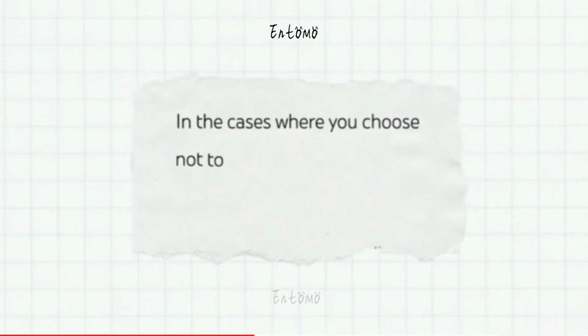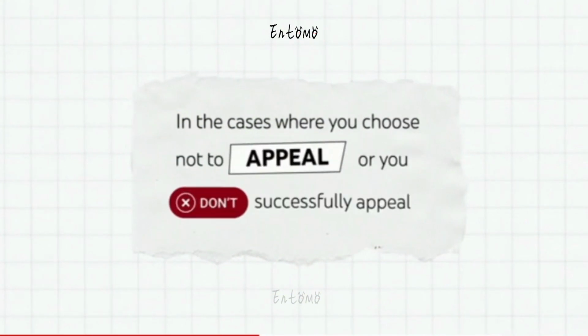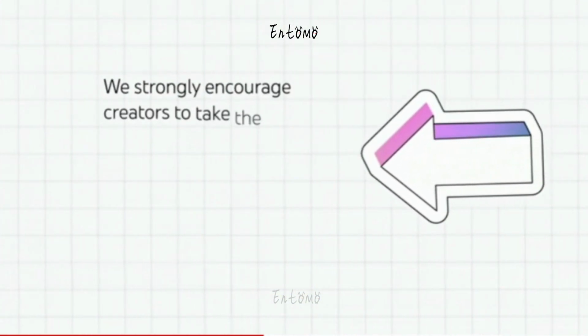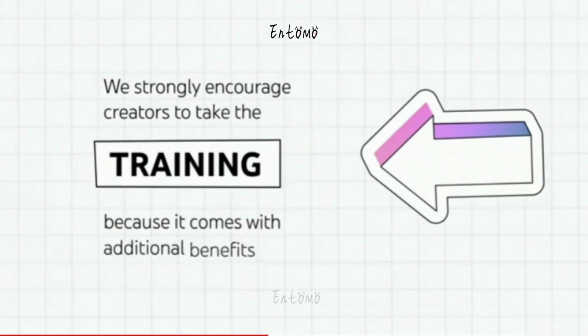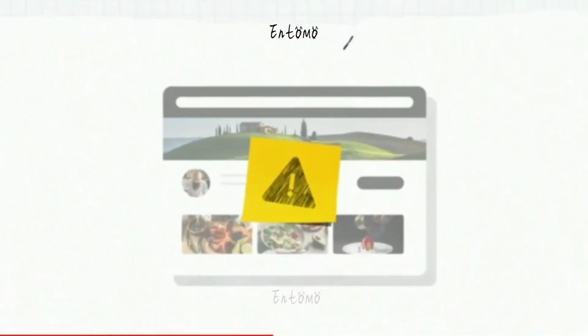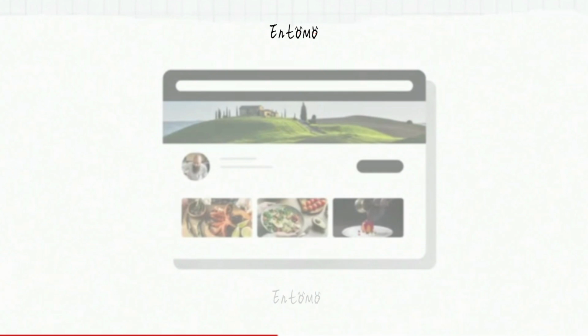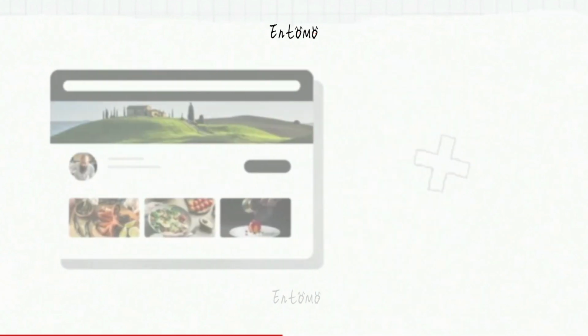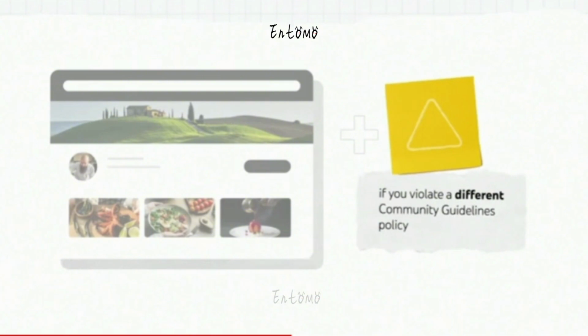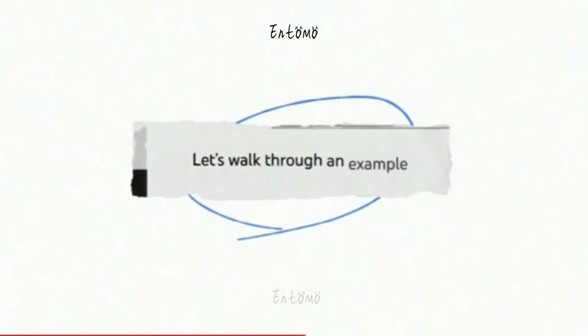In the cases where you choose not to appeal, or you don't successfully appeal, we strongly encourage creators to take the training because it comes with additional benefits. It not only allows you to potentially remove the current warning from your channel, but it also grants you an additional warning if you violate a different community guidelines policy, so you have more opportunities to learn and avoid account restrictions in the future. Let's walk through an example of what this looks like.